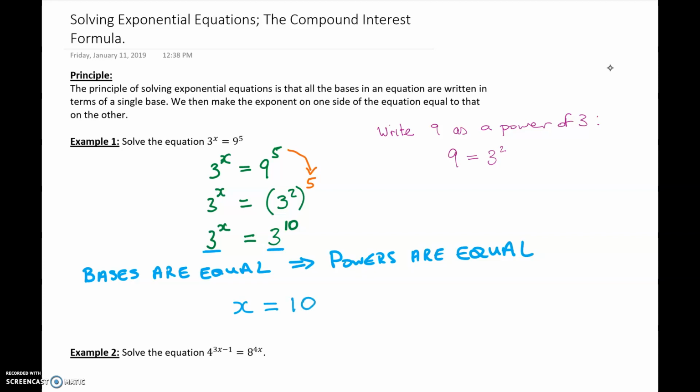Now, sometimes we might have to do more work. Let's say this had been x plus 4 instead of just x. If that had been x plus 4, we'd say x plus 4 equals 10, and then we'd have to move the 4 across because we want to end up with x on its own. Now, we get it here very quickly, and so it works out for us. The next example we'll do will be a little bit more difficult than this one.